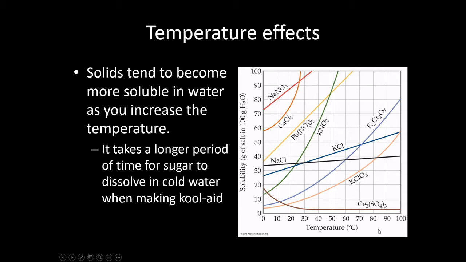But again, for our purposes, because it is the vast majority of solutions that entropy favors, we are just going to go ahead and pretend, just keep it simple for our purposes here, that entropy always is going to favor things to dissolve in water. And so as you increase the temperature, things are going to become more soluble in water.